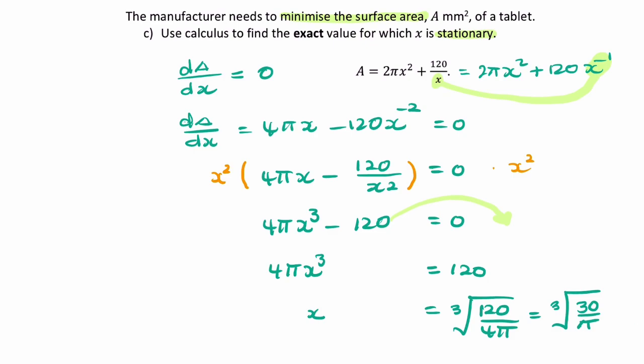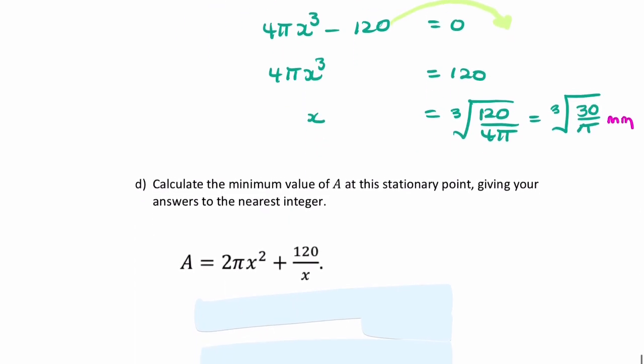And that's your answer. They did say that they wanted an exact value. And when they say exact, it means you need to keep it with any surds, any fractions, any constants such as pi. So basically, don't put it in your calculator. Leave it in this exact form. All right, and the unit for this will be millimeters. So that's the value for x that makes the area minimum.